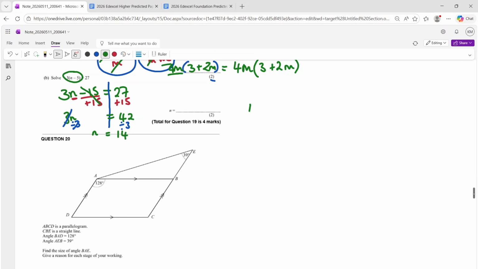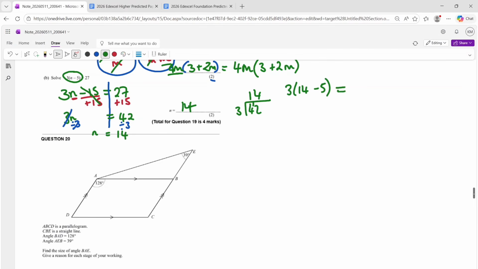If you're not sure how to do 42 divided by 3 in your head, you can do it like this. 42 divided by 3. 3's into 4 goes once, so the remainder of 1. 3's into 12 goes 4 times. So n is 14. And again, you can check this by substituting it back into your original expression. So we had 3 bracket n, which I now know is 14, minus 5.